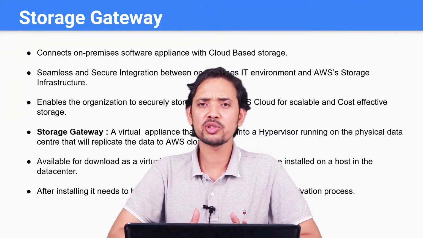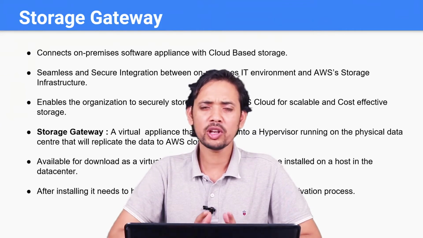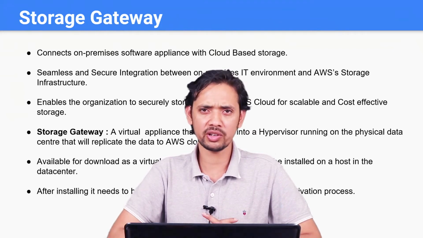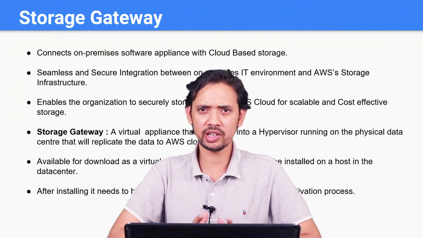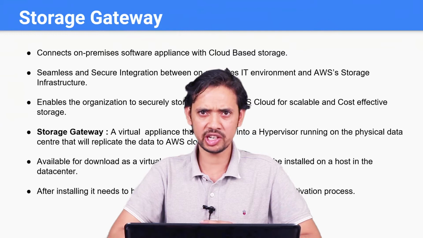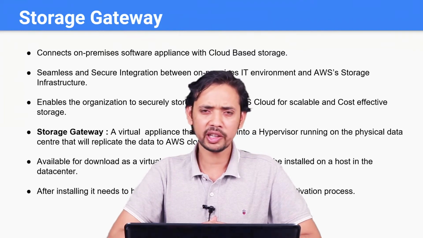Since it's a virtual software appliance essentially, we also refer to it as a virtual machine image which will run on a hypervisor on a physical server sitting in your on-premise data center. So to connect to the cloud, you basically have to activate this virtual appliance, your storage gateway, with your AWS account, and then you will be good to go.